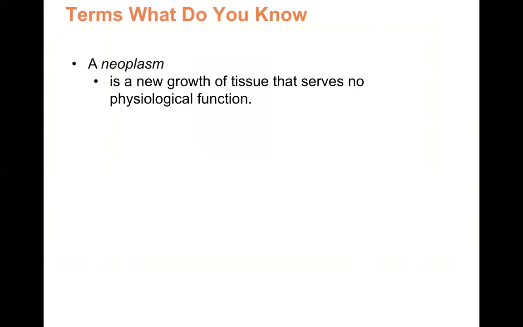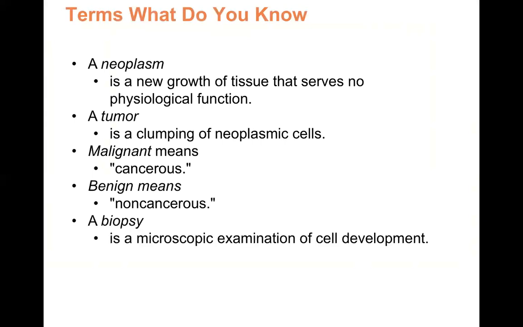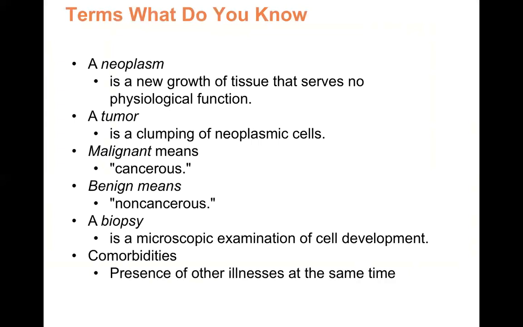So then, terms that you should know. Do you know what a neoplasm is? It's a new growth of tissue that serves no function. A tumor is a clumping of neoplasmic cells. Malignant means cancerous. So it means bad, bad. Benign means non-cancerous. Biopsy is a microscopic examination of a cell development. And comorbidities means looking at two or more diseases happening at the same time.